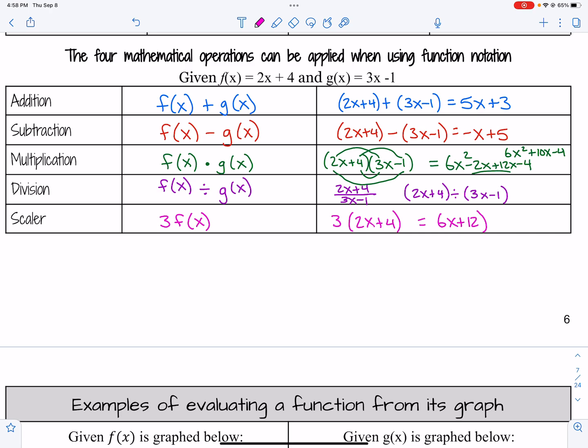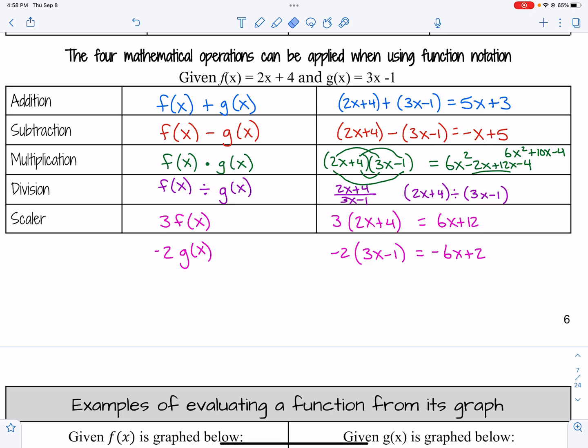So if you wanted to do another example, we could say negative 2 times g of x. And it just has to be sitting out front to mean the same thing. So negative 2 times g of x would mean negative 2 times 3x minus 1. And that would equal negative 6x plus 2.